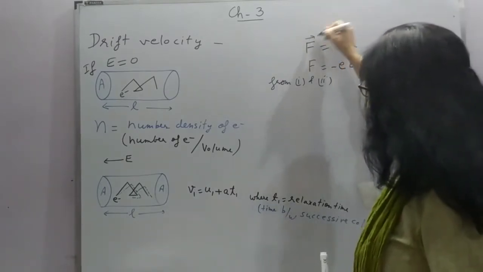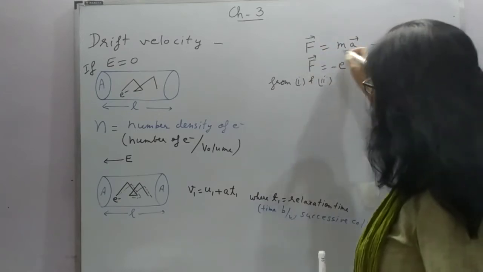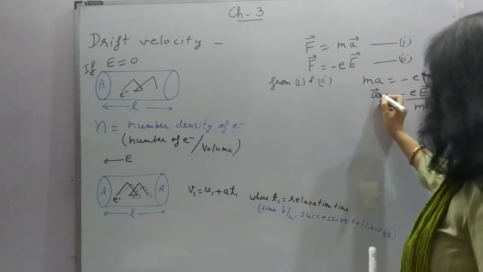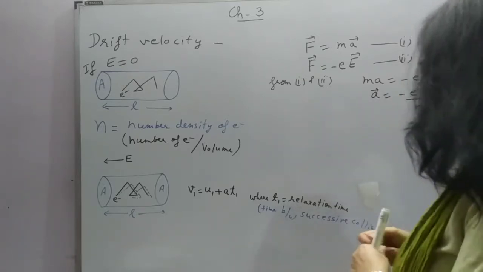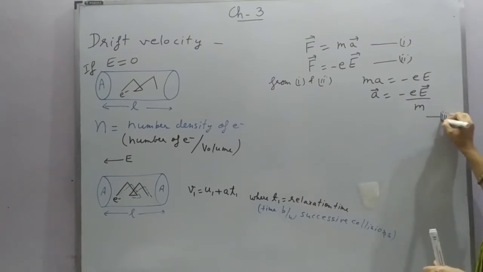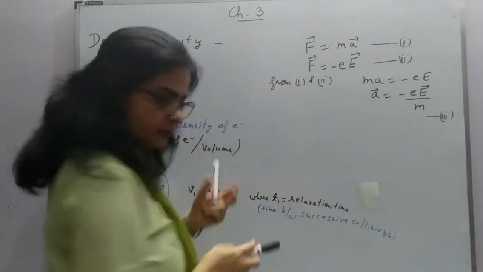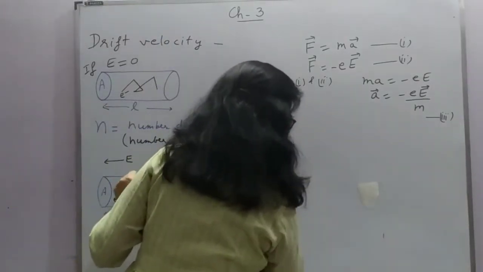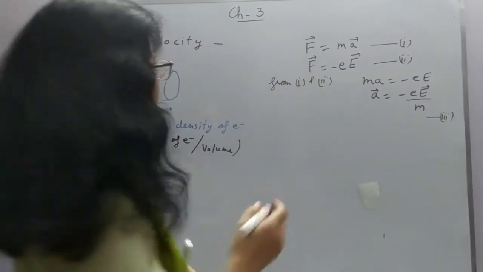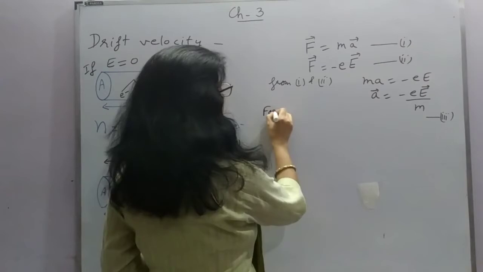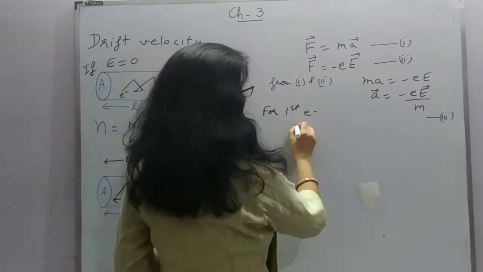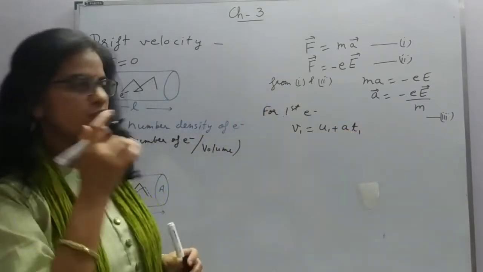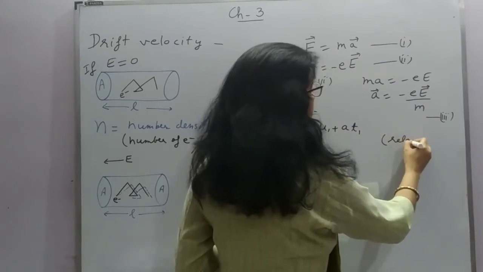If I am writing all this in vector form, I can simply write this. So this is the formula for acceleration. I am marking this as equation 3, right? So here, I'll just shift this line over here so that I can get continuity. So we have already written that V1 is equal to U1 plus A T1, where T1 is the relaxation time for first electron.